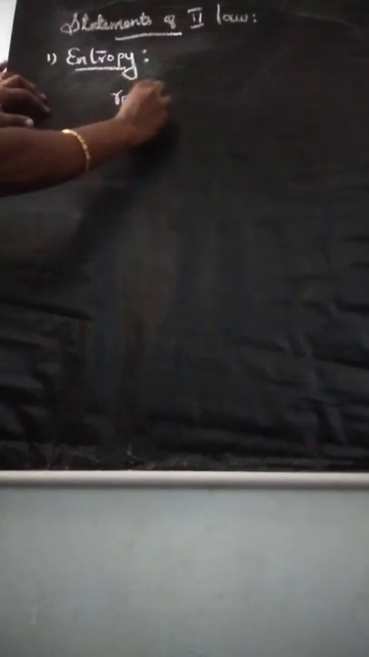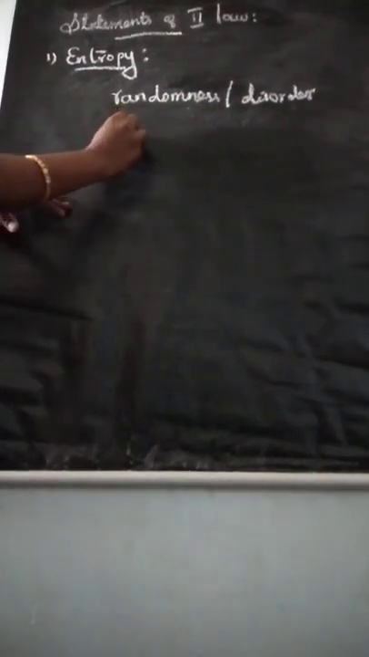Entropy means a measure of the randomness or disorder of the molecules. If the molecules are arranged in a random or disordered way, we can find this. So entropy is a measure of the randomness or disorder of the molecules of a system. Understand? And you already know the entropy definition.